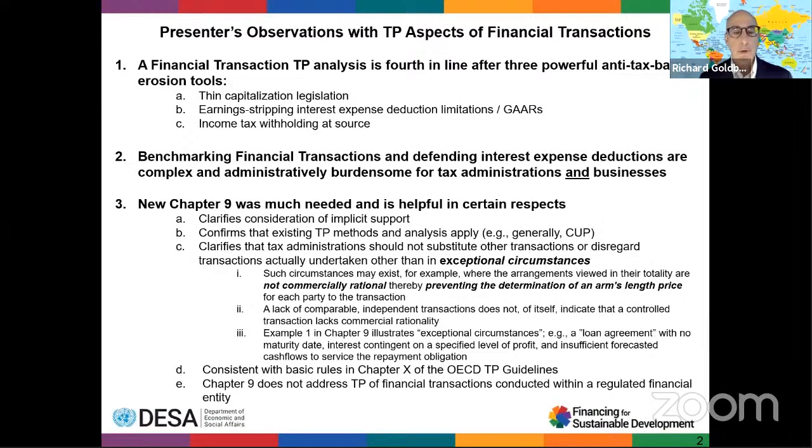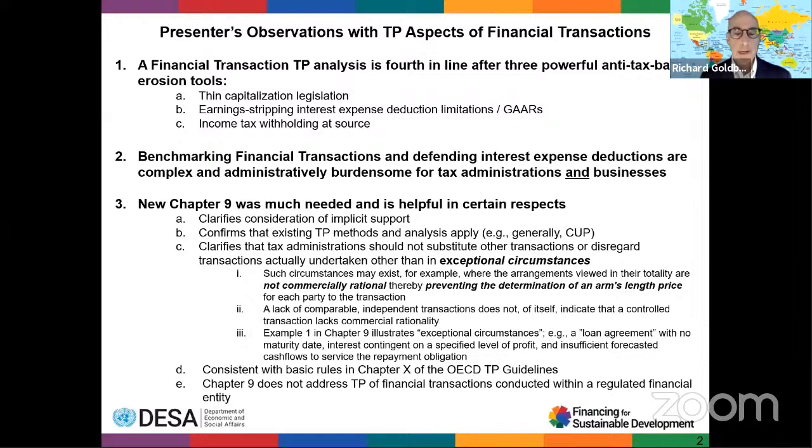While earnings stripping rules are characterized by the borrower's jurisdiction as an anti-tax base erosion rule, in fact, it results in double taxation since the lender is not allowed a corresponding reduction of interest income to match the ultimately deductible interest expense of the borrower.